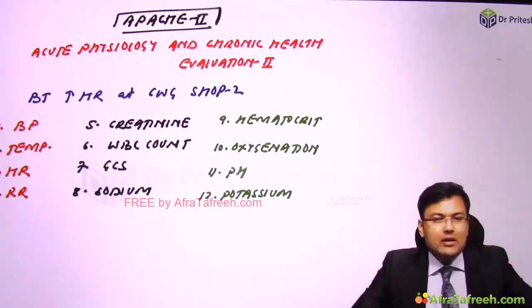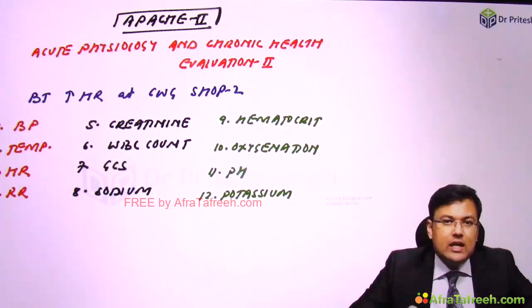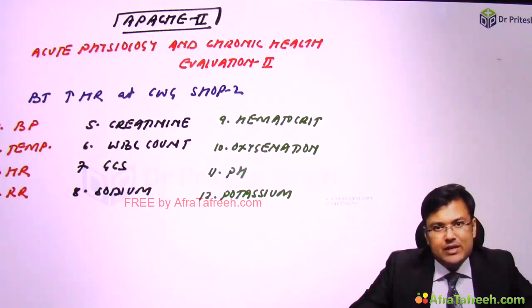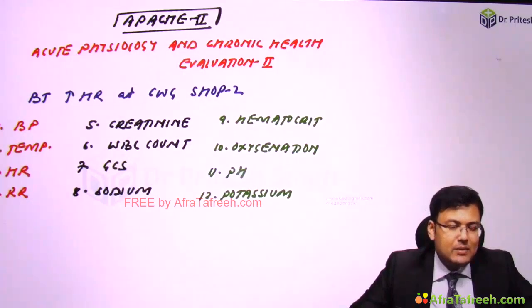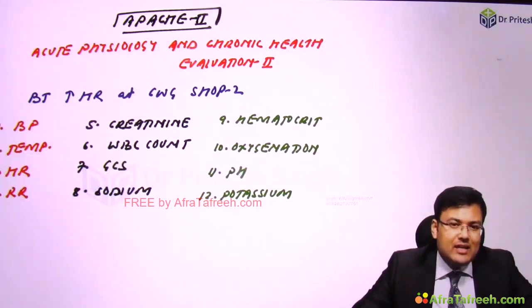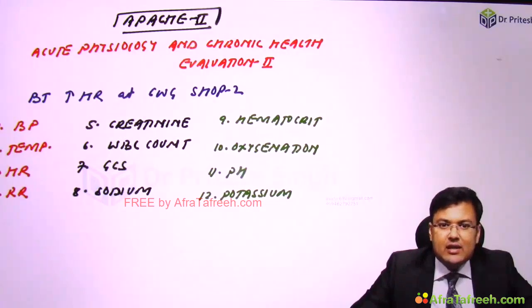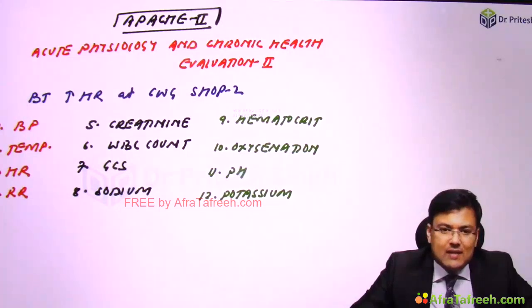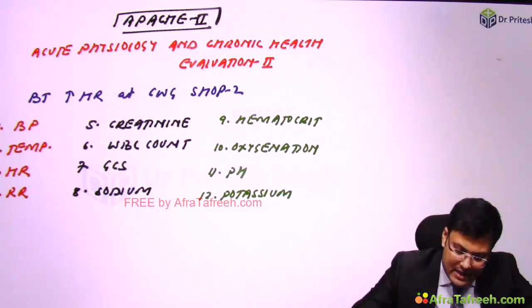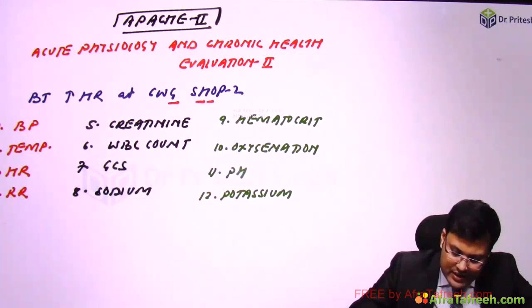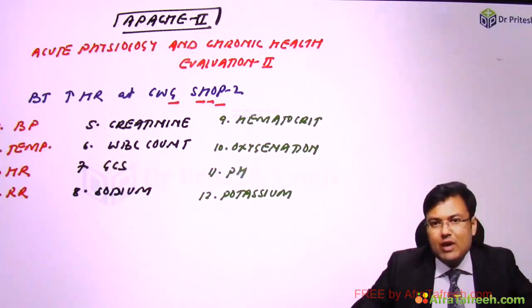So how to remember? Generally, it includes the vitals and laboratory parameters. So can you see vitals? Blood pressure, temperature, heart rate, and respiratory rate. After that, laboratory investigation: creatinine, WBC count, sodium, potassium, and after that, 4 other parameters are GCS, hematocrit, oxygenation, and pH. So this is how you have to remember.